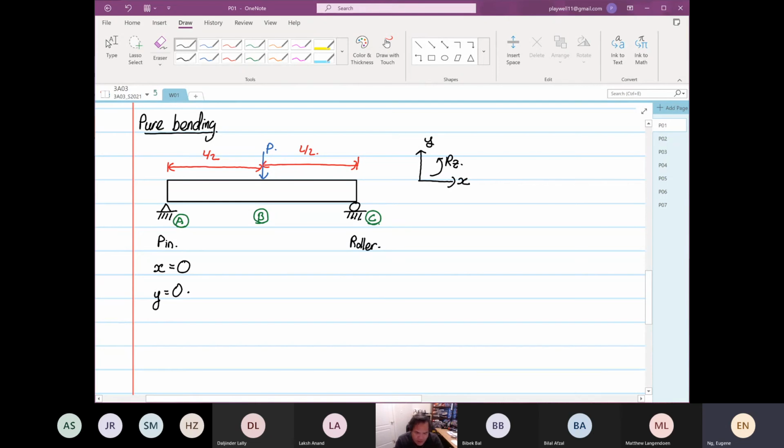Whereas when it's a roller, X is not equal to 0. So we allow it to go left and right, whereas Y is equal to 0. Anything that we restrict motion has a reaction.